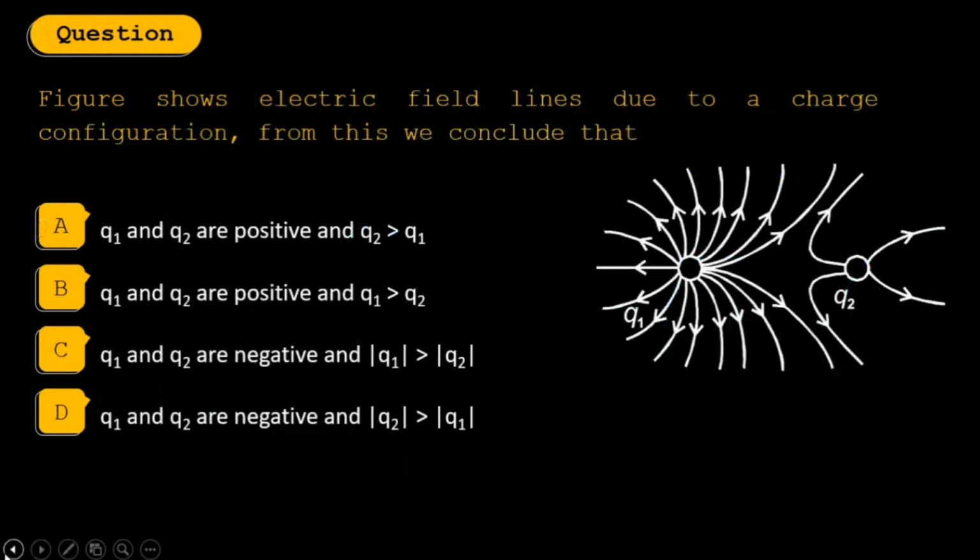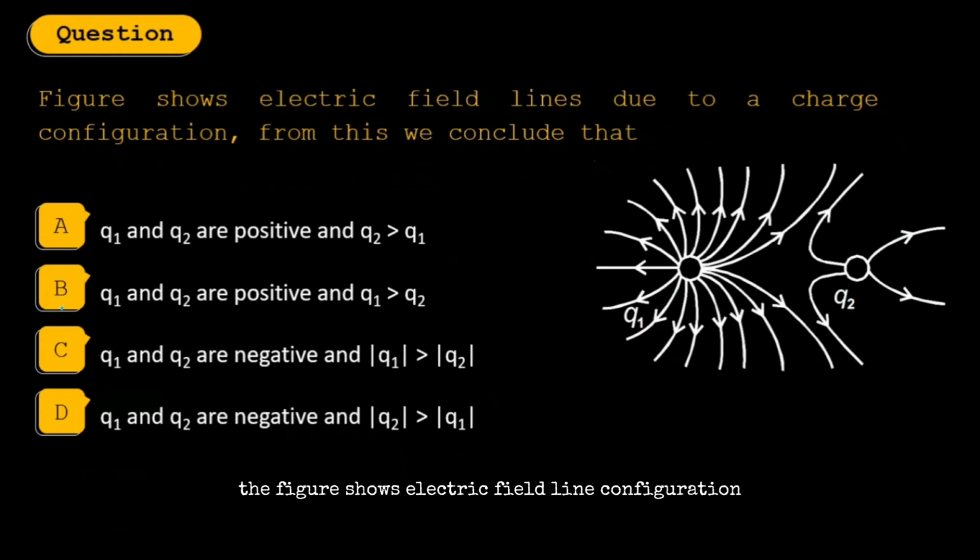That's it. Now, this is the most valuable question. If you're able to answer this question, it means you have understood the field lines and their configurations. The figure shows the electric field line configuration due to charges. So from this, what can we conclude? Now just think and tell me. First of all, tell me the nature of both of these charges. What is the nature of both of these charges?